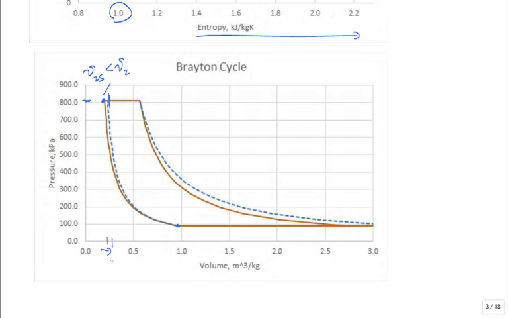Okay? And then you have constant pressure heat addition, followed by isentropic expansion, the solid line. If you have the irreversibilities, you have the dashed line, and it goes to the low pressure, but now it's a much higher specific volume because the temperature at 4 is higher than the temperature at 4S if you had isentropic expansion. Does all that make sense?